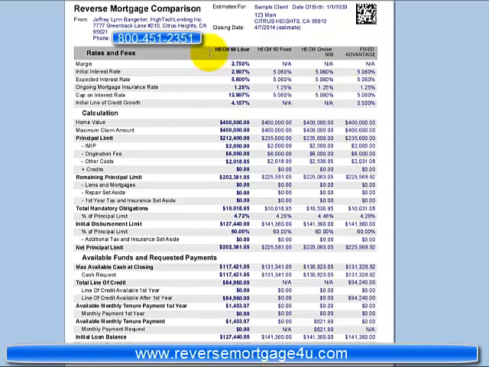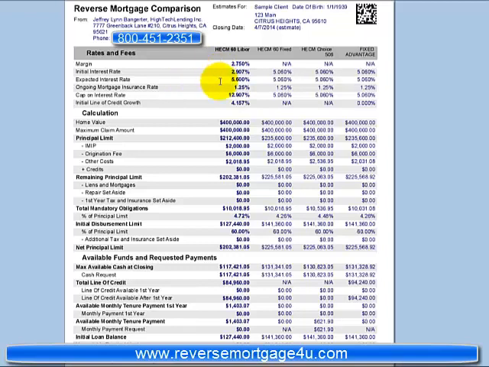The first one I'm going to go through is the HECM 60 LIBOR. The LIBOR stands for London Interbank Offered Rate. This is an adjustable rate mortgage, so the interest rate does change. It's driven by a margin and the LIBOR rate. So in this case, the margin is 2.75, giving you an initial interest rate of 2.907.